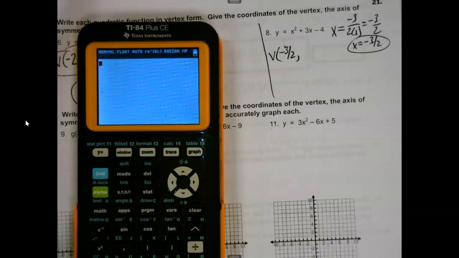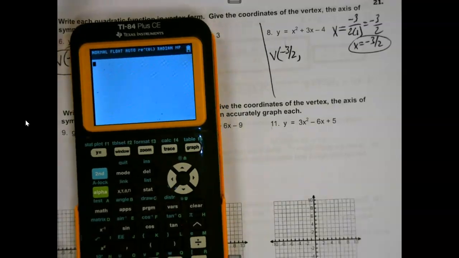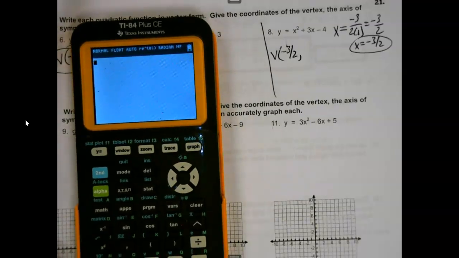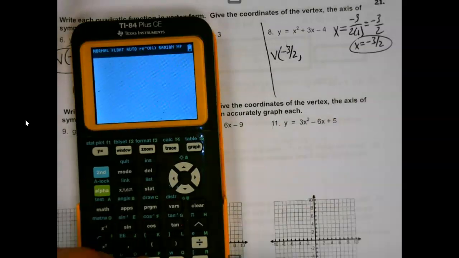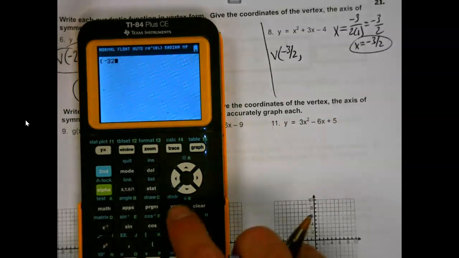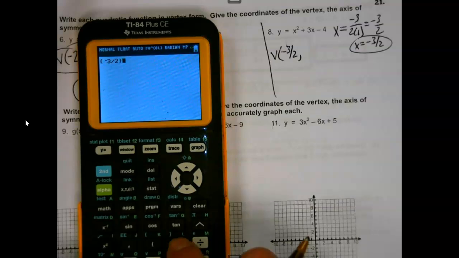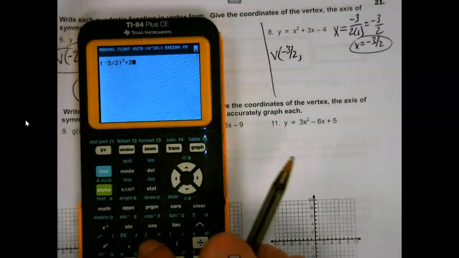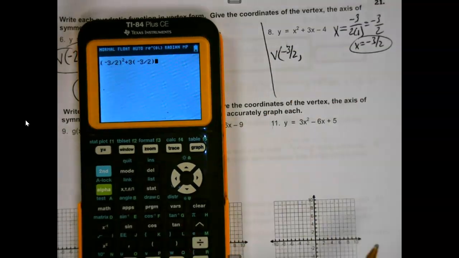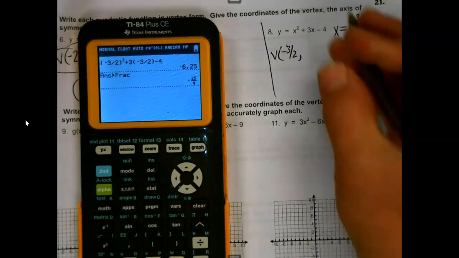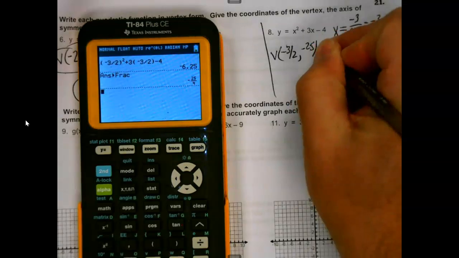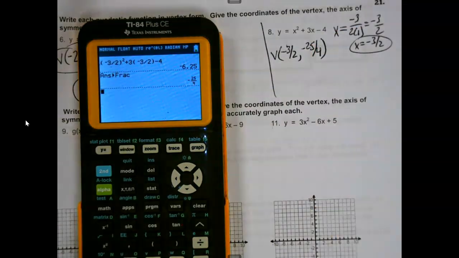And this is sometimes why these lessons take longer than you'd like them to. I can either literally just substitute the negative 3/2 in everywhere that there's an x and get to the answer. Or some of you have been more comfortable going to the graphing function.